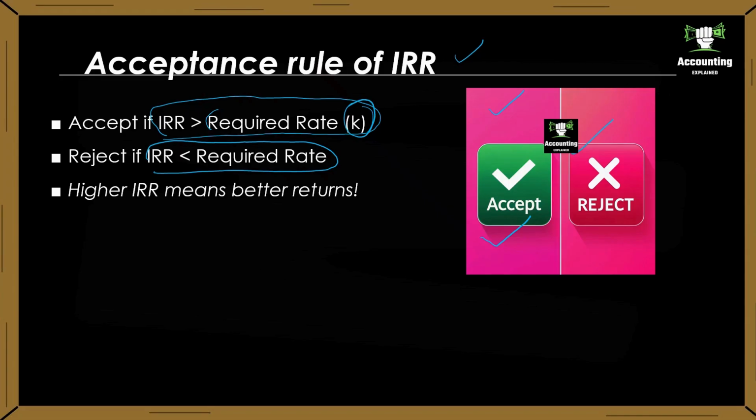Now I'm going to give you a tip. Higher the IRR means better returns, meaning more the IRR, more the returns. Now let's see an example. If IRR is 13% and the required rate of return or cost of capital given to you in the exam is 11%, will you accept or reject the project? I'll give you a few seconds. Yes, you will accept the project because IRR is greater than the cost of capital.